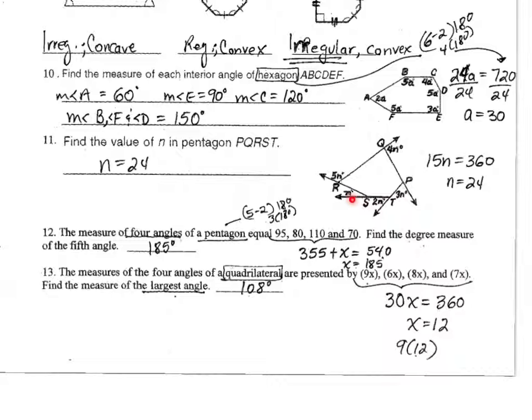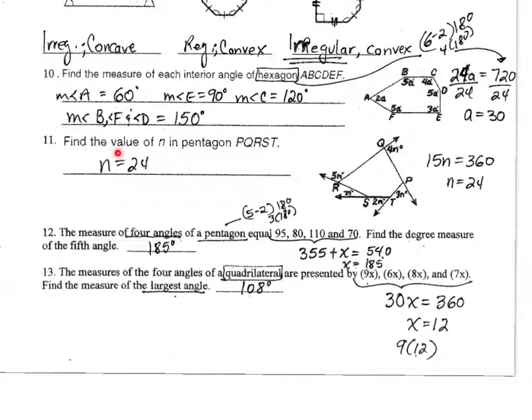You add all the n's, so it's 5, plus 4 is 9, plus 1 is 10, plus 5 is 15n. So it's 15n equals 360 because all the angles should add to 360. Divide both sides by 15, so n is 24. And that's the answer. Okay.